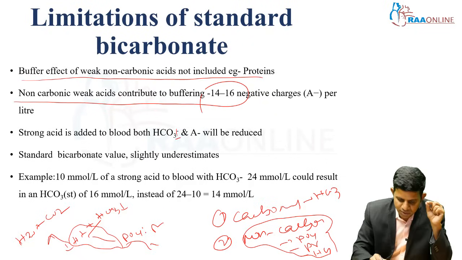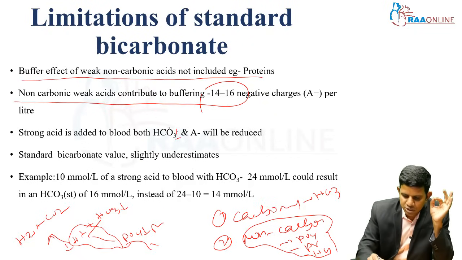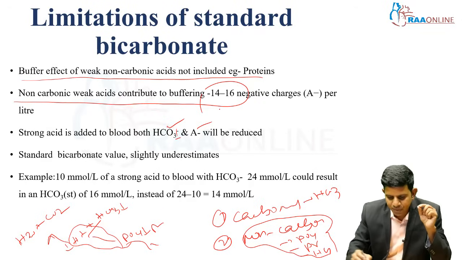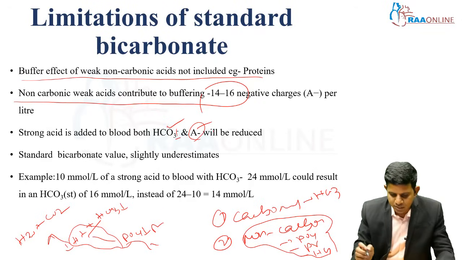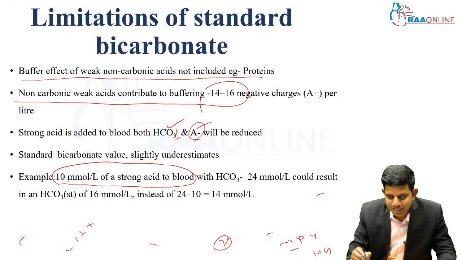So, the phosphate level also will decrease. And if strong acids are added to the blood, both bicarbonate and A minus, the non-carbonic buffer, will be reduced. For example, I added 10 millimole of strong acid to the blood. My baseline bicarbonate level was 24. What will happen? Each mole of strong acid will decrease one molecule of bicarbonate.